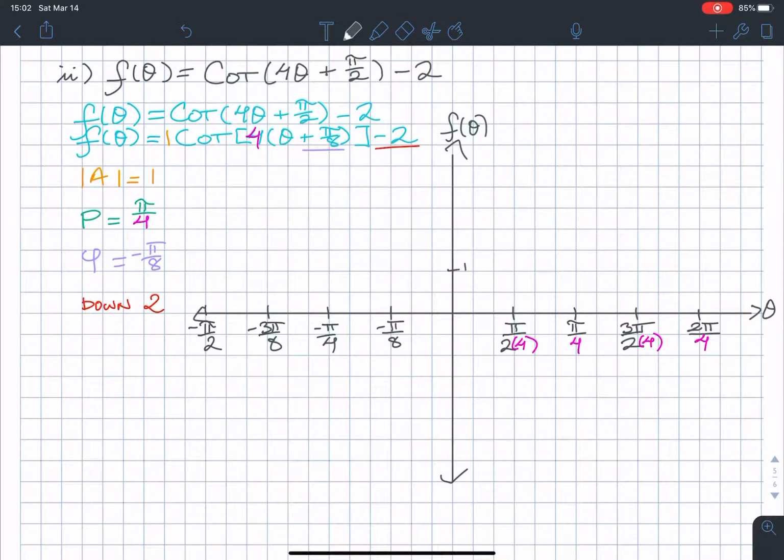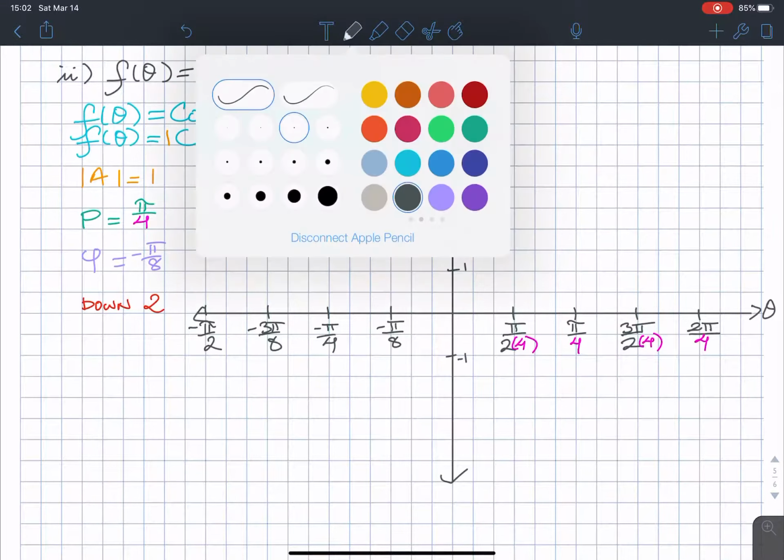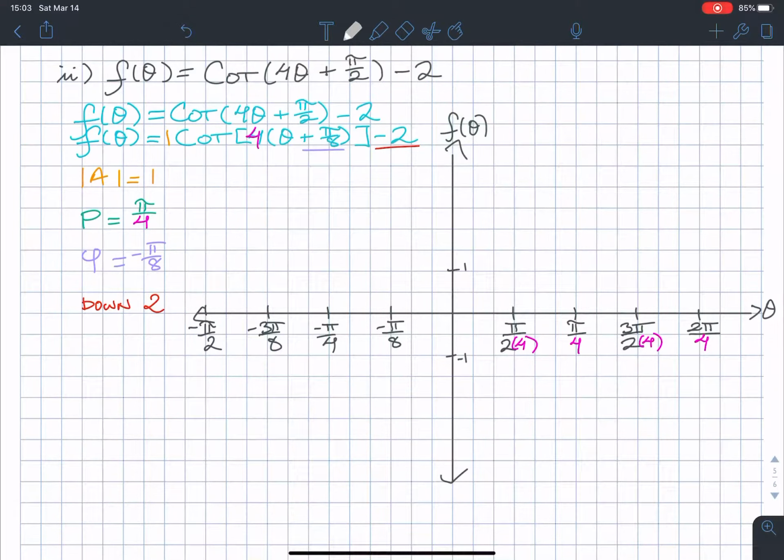So amplitude is normally 1. We'll keep it that way. And I know that cotangent usually has an asymptote at 0 and goes downhill in reading direction, and then has an asymptote every 2 quadrants. So normally cotangent would go downhill in reading direction with an asymptote being the y-axis, but not with the horizontal translation. So first, this is just normal cotangent.